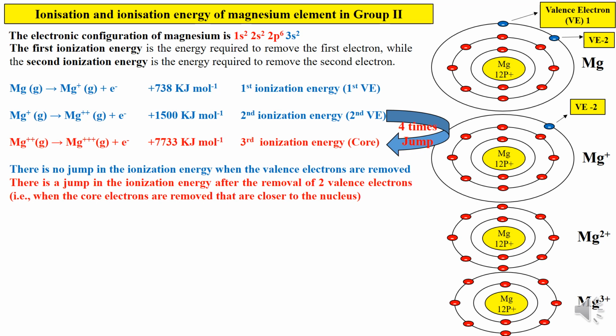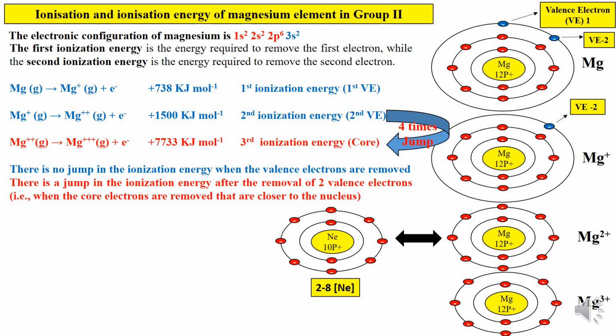That is, when you remove the valence electrons, there is a change, but there is no drastic change. But when you remove the core electrons, you can see a drastic change. After 2 valence electrons are removed in case of magnesium, it will attain the stable electron configuration of neon, and that is one more reason why there is a jump.